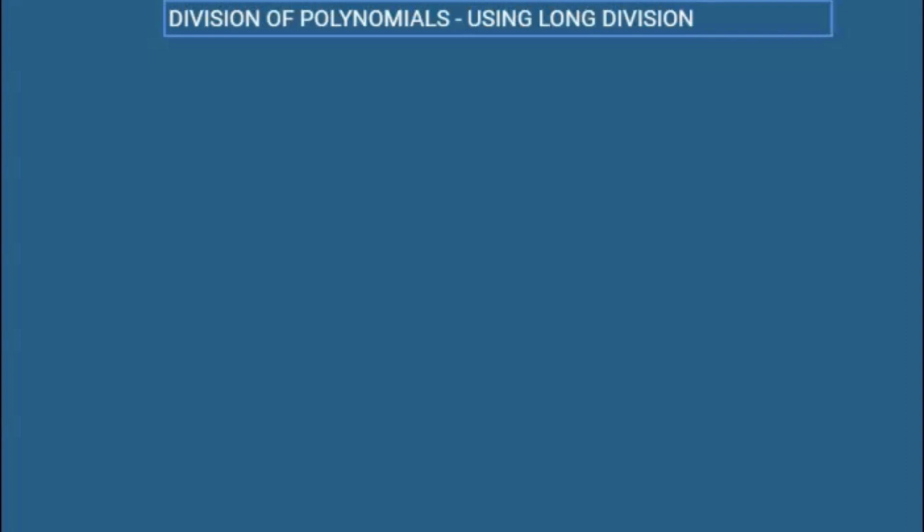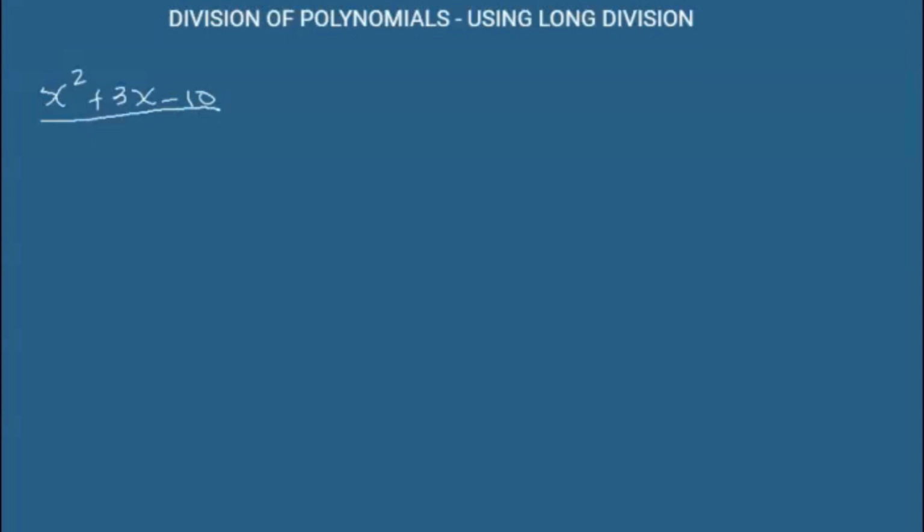Let's say we have x squared plus 3x minus 10 divided by x minus 2. Using the long division method, we will use this division house wherein x squared plus 3x minus 10 will be inside and our divisor will be x minus 2, the denominator.